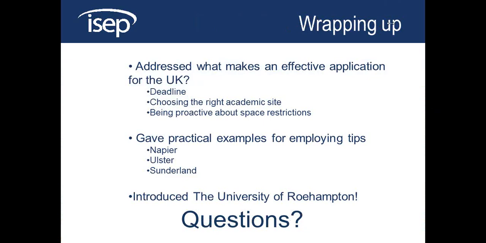So to wrap up, today we talked about what makes an effective application for the UK by highlighting paying attention to the deadline, including sites that are true academic fits on site request lists, and being proactive about space restrictions. We also used Napier, Ulster, and Sunderland to demonstrate how to use our themes for effective applications. And then lastly, we gave you a very quick overview of our new partner, the University of Roehampton.